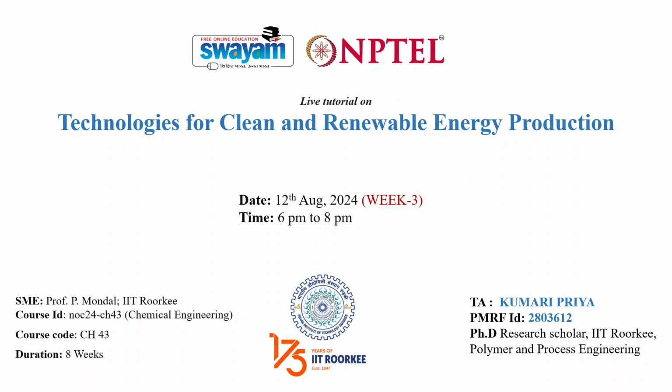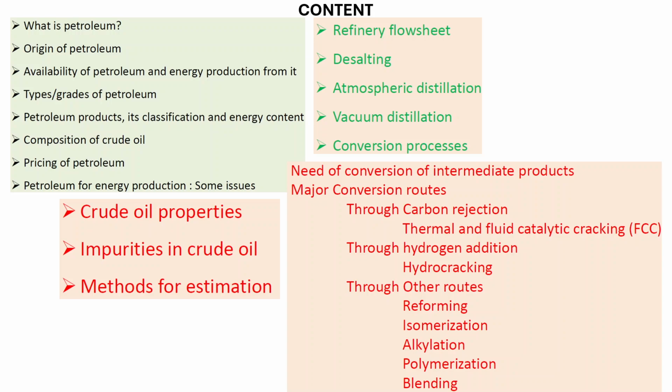Okay then. So this is our third tutorial of the subject Technologies for Clean and Renewable Energy Production. In the last two sessions, we talked about coal and the various techniques of energy production from coal. After that, we are switching to petroleum. After coal, this is one of the largest sources of energy in the world, coal being the largest.